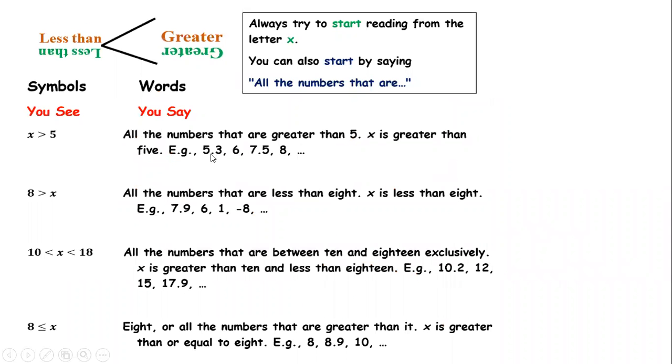Here are some examples. X is less than 5. X is greater than 5, sorry, because this is the opening. X is less than 8. Always start with the X. X is greater than 10. X is less than 18. All the numbers that are between 10 and 18. All the numbers that are less than 8.